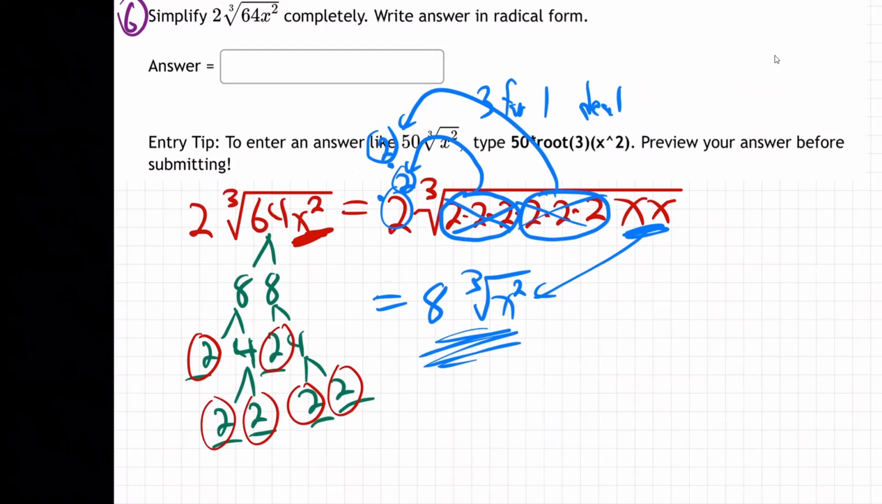That making sense? So if there's numbers left over inside or letters, they just stay inside if there's not 3 of them. If there's 3, ship 1 out.